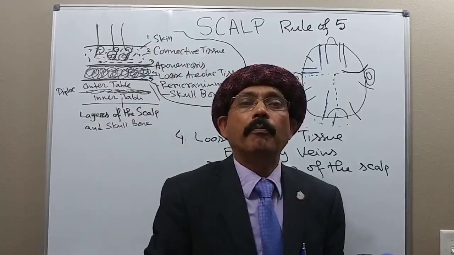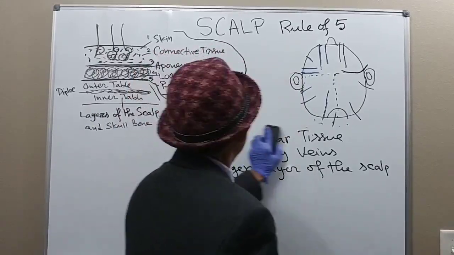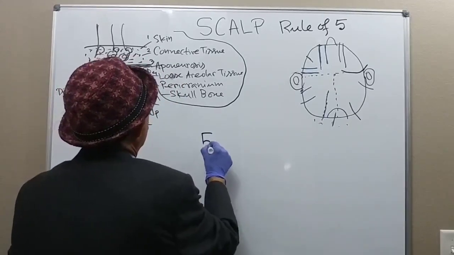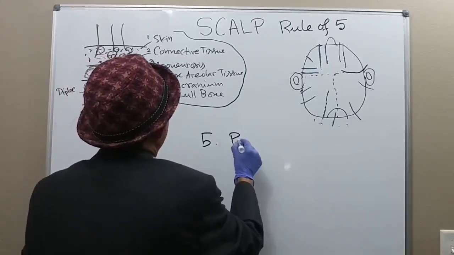Then we'll go to the pericranium. Okay, the fifth layer is the pericranium.